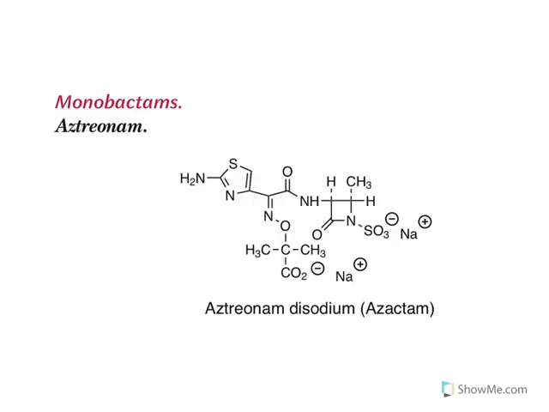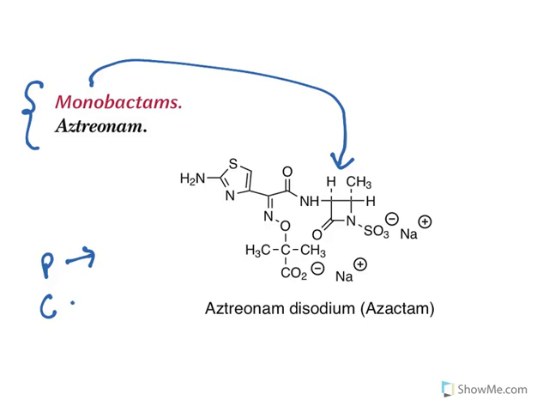Now the next part is monobactams. This is also a beta-lactam antibiotic. Mono means a single beta-lactam ring is there, hence they are called monobactams. In case of penicillins and cephalosporins, the beta-lactam ring is fused with a 5-membered heterocycle or 6-membered heterocycle. But in case of monobactams, only the beta-lactam ring is there, without fusing with any other ring.